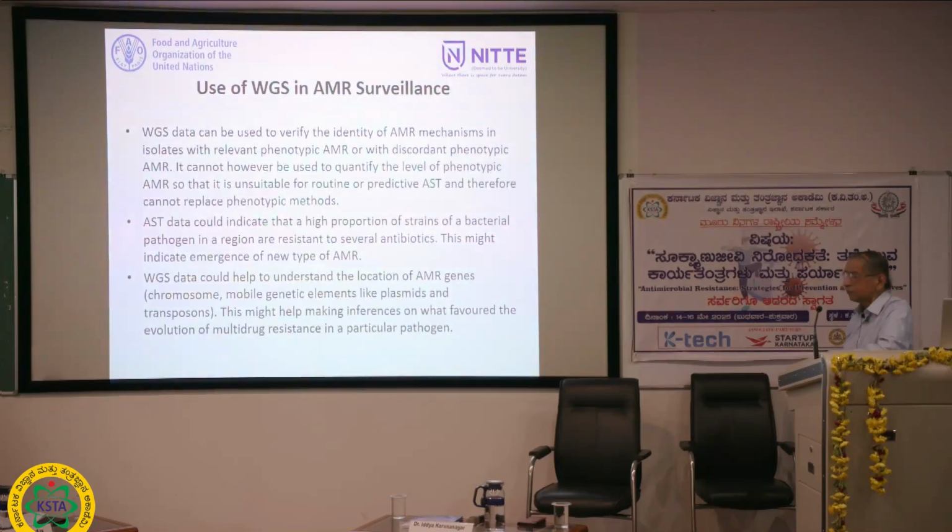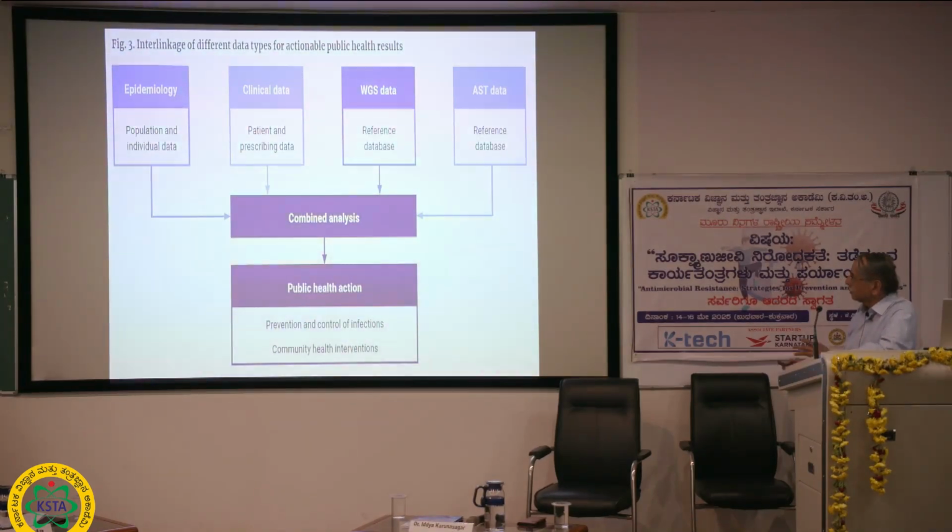Now, for any policy action or public health action, you need a combination of information. You have the whole genome data, and then you need clinical data, epidemiological data, and then susceptibility data. Based on combining the analysis coming out from all these different areas, you can look into what interventions can be suggested in terms of public health and infection prevention and control measures, and what community health interventions can be advised.